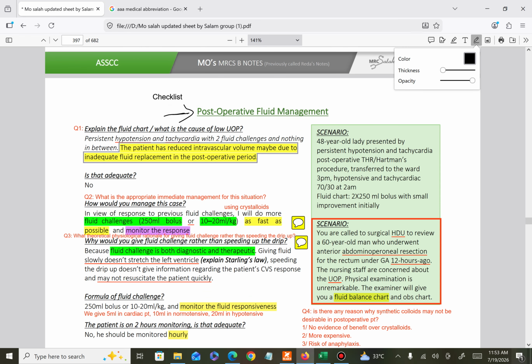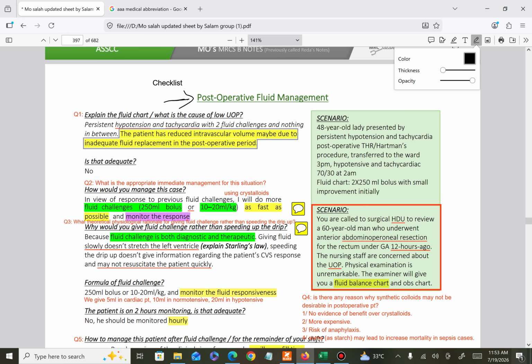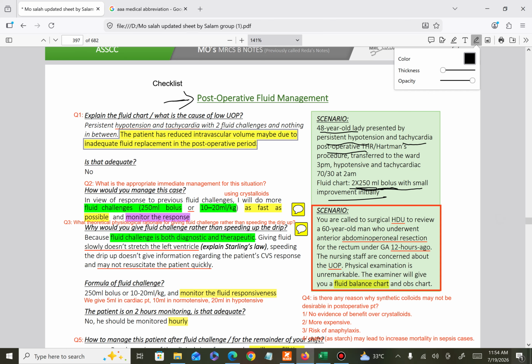Then the next station is post-operative fluid management. Okay, so the scenario is a 40-year-old lady presented with persistent hypotension and tachycardia post-operative THR and Hartmann procedure. Transferred to the ward 3 p.m., hypotensive and tachycardic. 70:30 at 2 a.m. Fluid charts 2 times 250 ml bolus with small improvement initially. Okay, so let's start the questions.